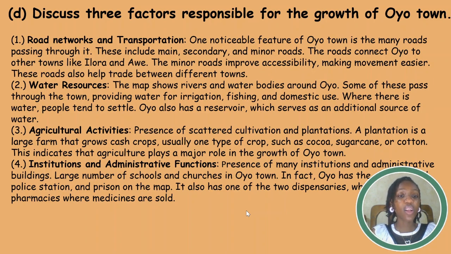Number three, agricultural activities. The presence of scattered cultivation and plantations. A plantation is a large farm that grows cash crops, usually just one type of crop, such as cocoa, sugarcane, cotton, and this indicates that agriculture plays a major role in the growth of Oyo town.